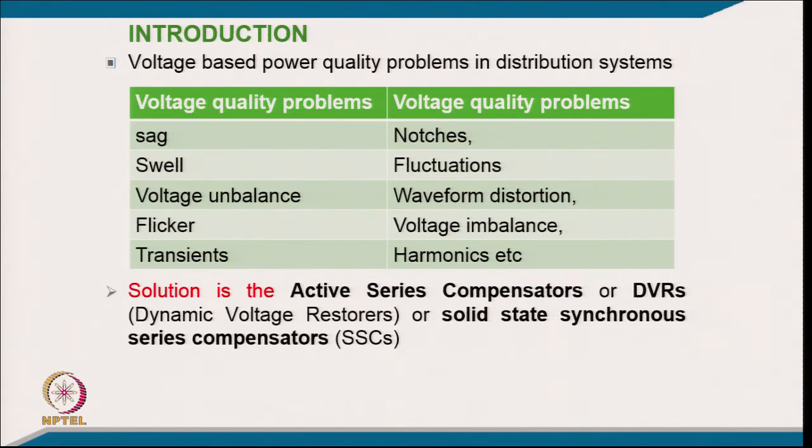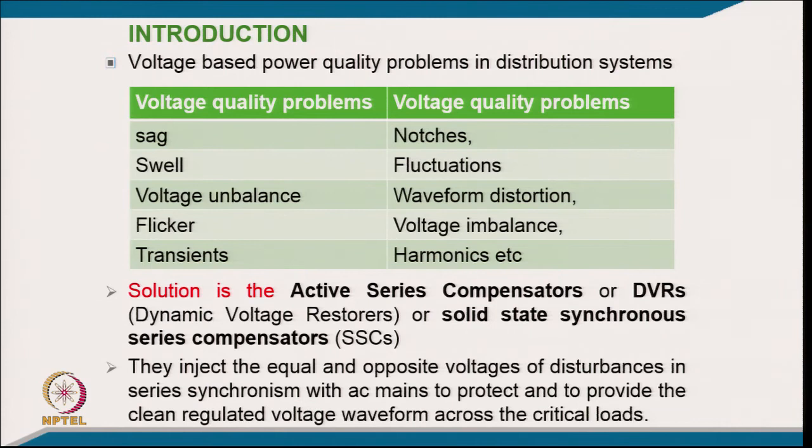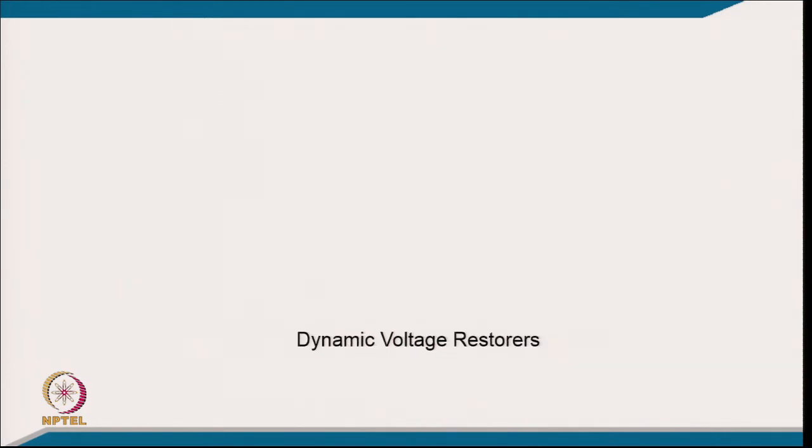So, the solution is the active series compensator, or we call it DVR, dynamic voltage restorer, or the solid state synchronous series compensator, also called SSC. So, it is known by different names, and it injects the equal and opposite voltage of the disturbances in series synchronism with the AC mains to protect and to provide a clean regulated voltage waveform across the critical load.